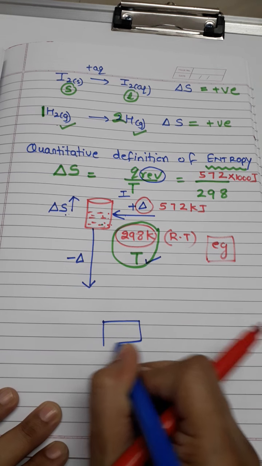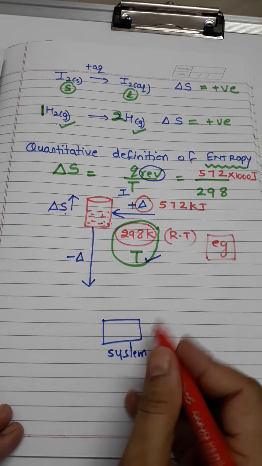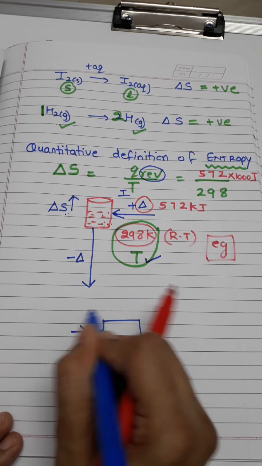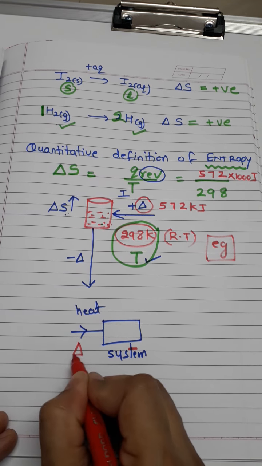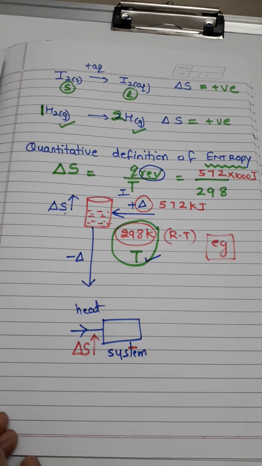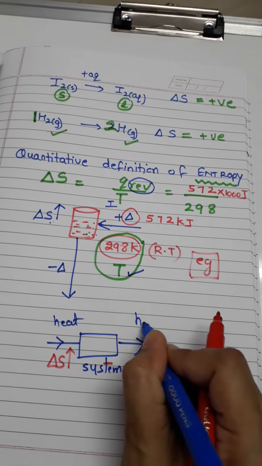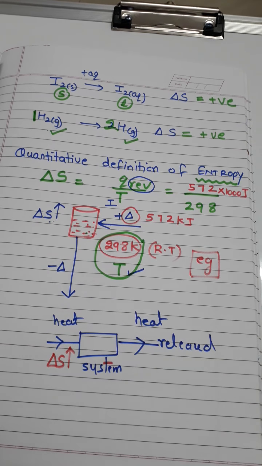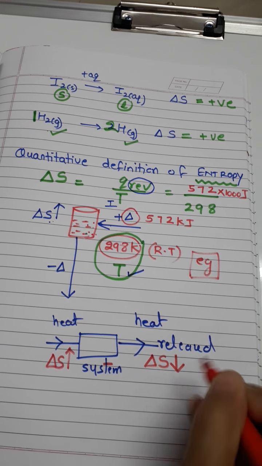Okay, so if this is a particular system, and you are providing heat to this particular system, what will happen? Its entropy change will increase. But if the heat is released out, in this case what is going to happen is entropy is going to decrease.